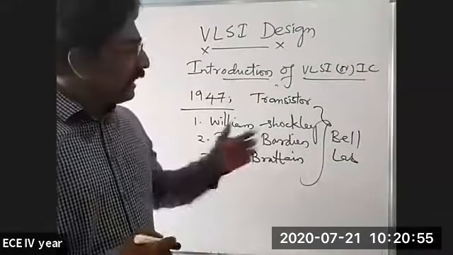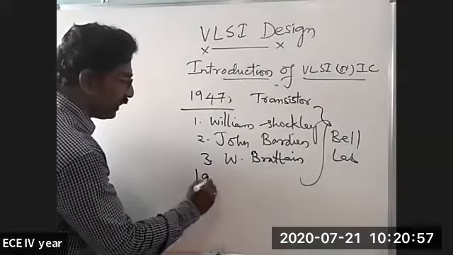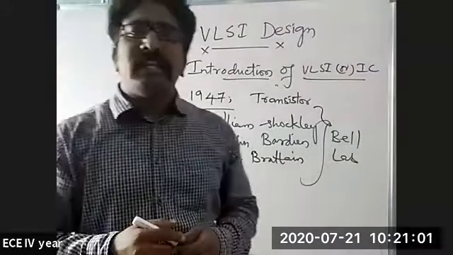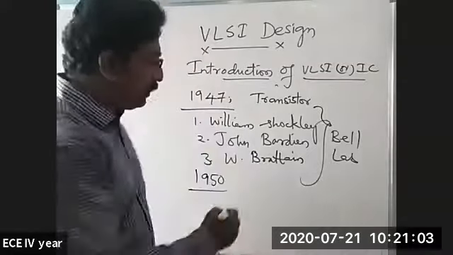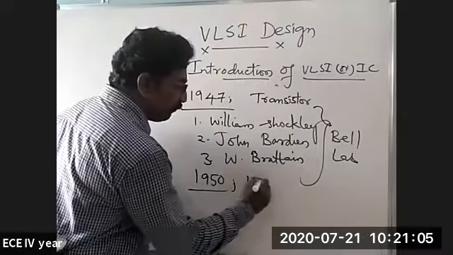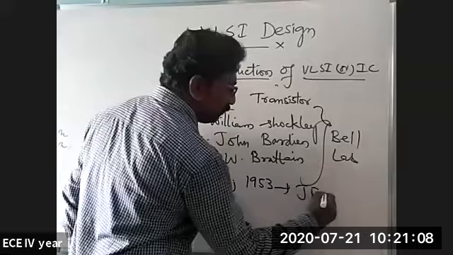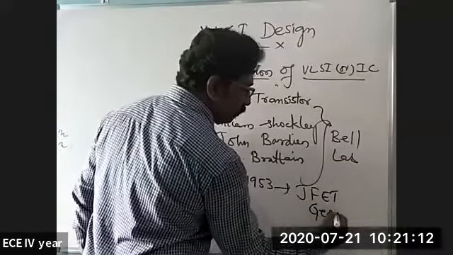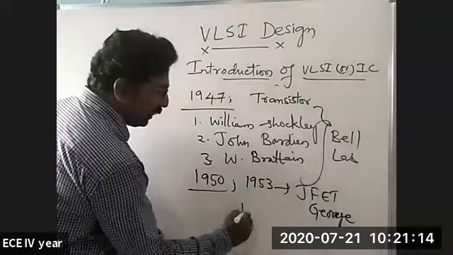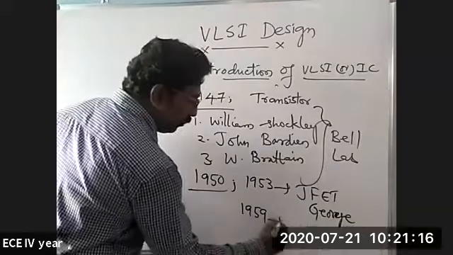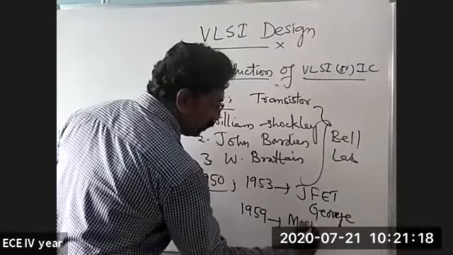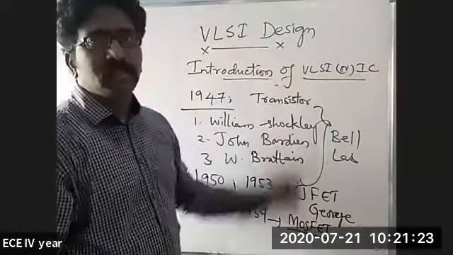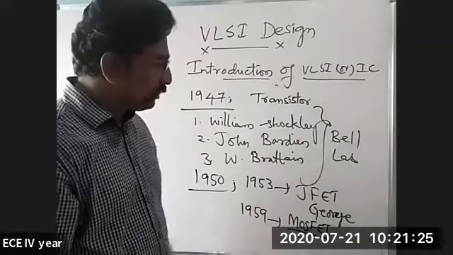Then in the 1950s, different kinds of transistors came into picture. In 1953, the JFET was invented by George, and in 1959, the MOSFET came into picture. When you talk about the MOSFET, remember this is the main heart of VLSI technology. The MOSFET is the main heart of VLSI technology.